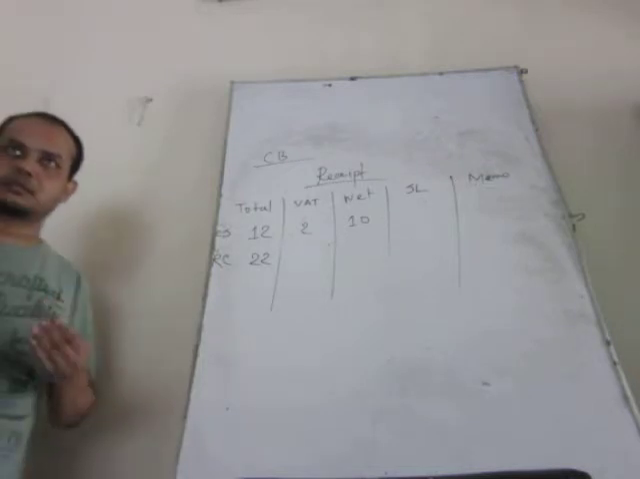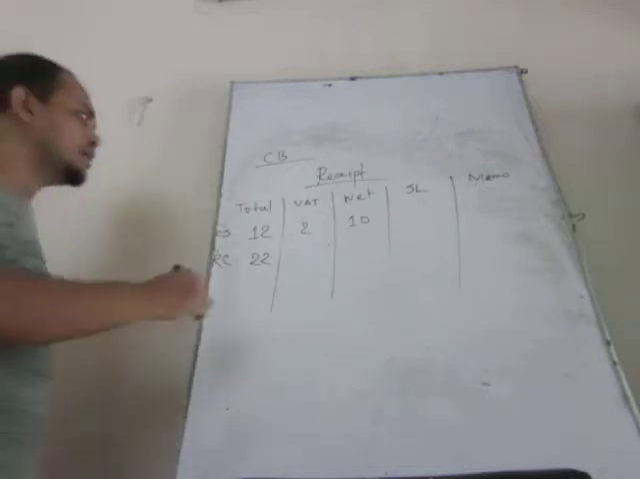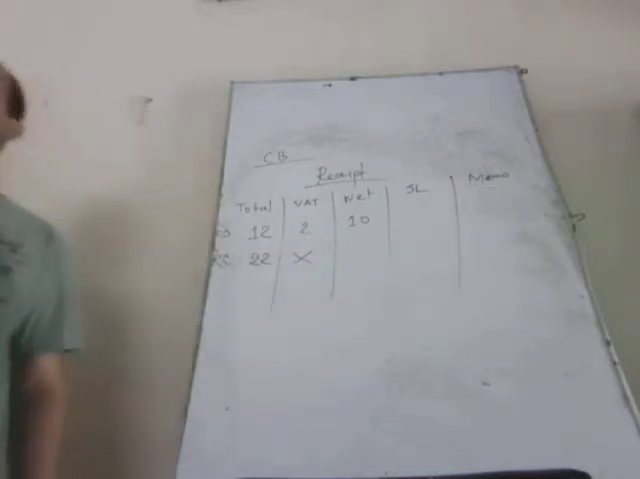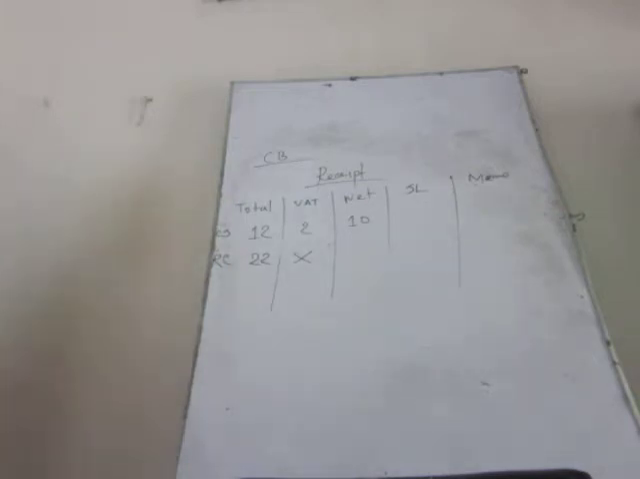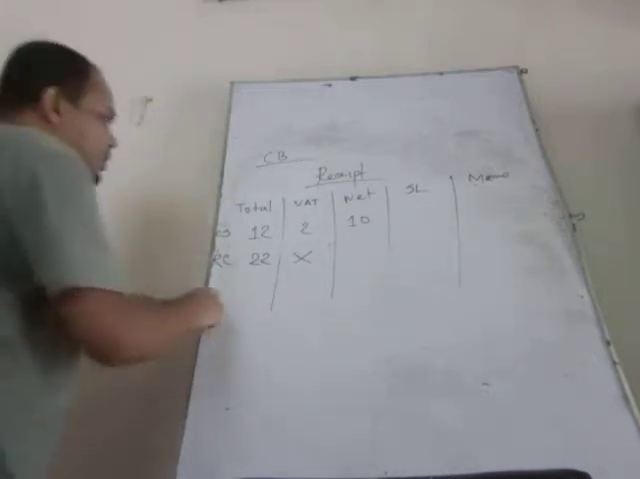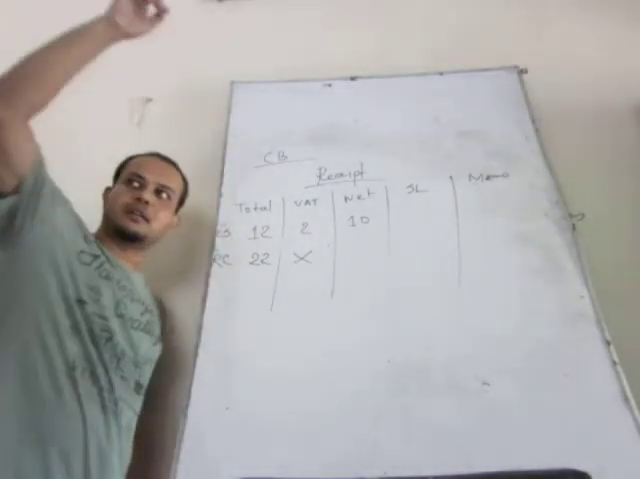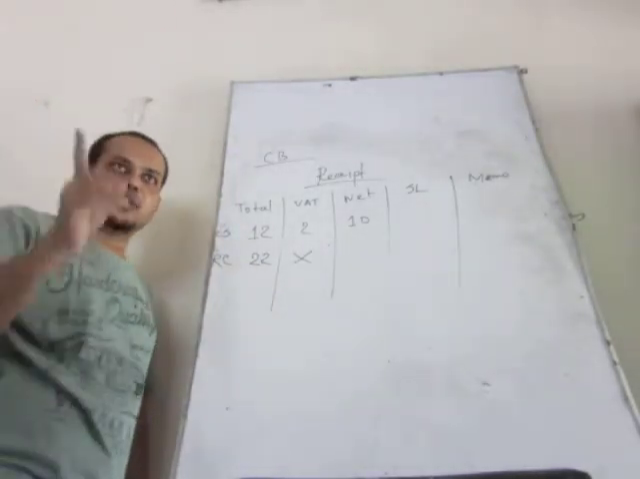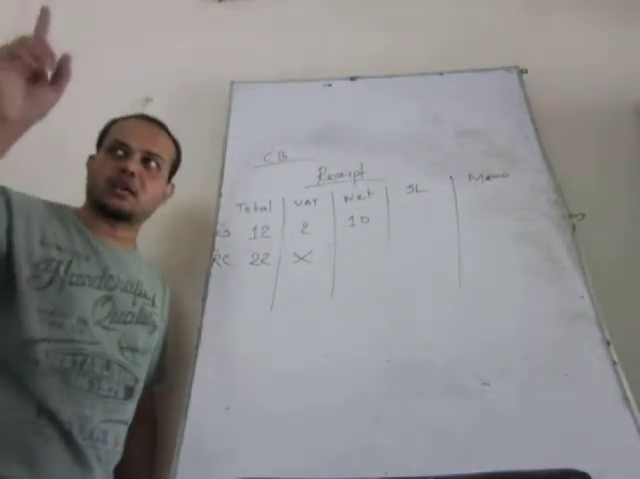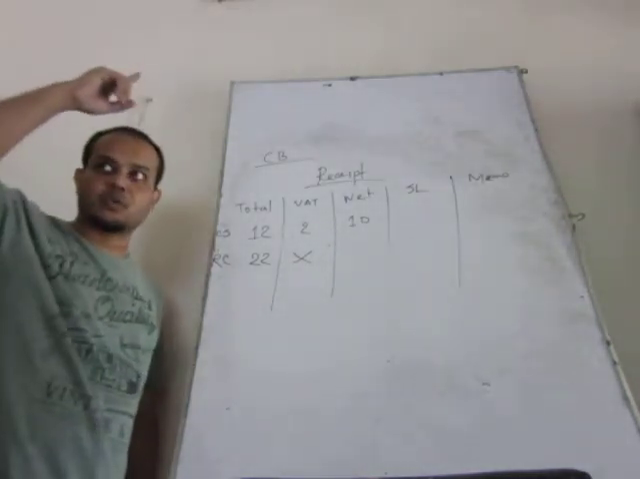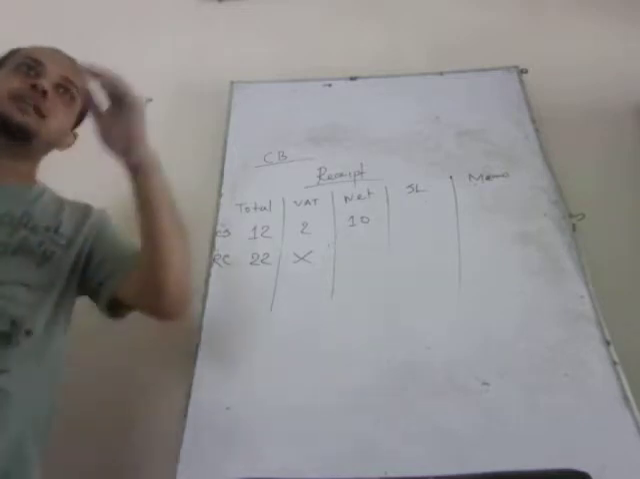$22 cash collected. Here you shouldn't provide any kind of VAT. Why? Because this is a receivable. You already have this receivable in the sales table, and when you made the sales table, you already recorded the VAT there.